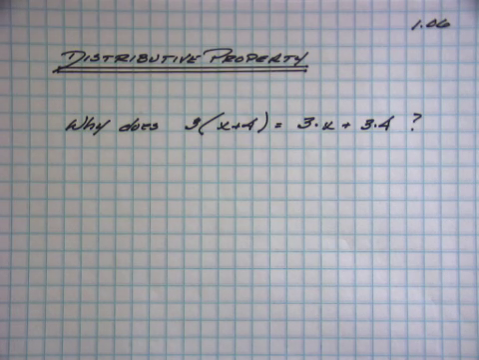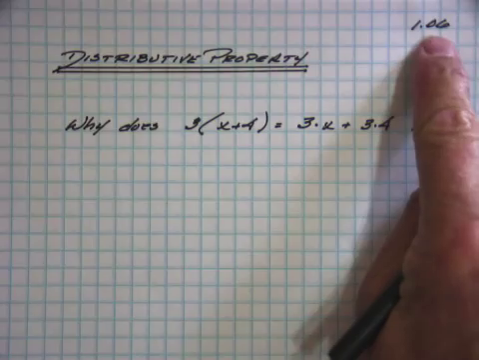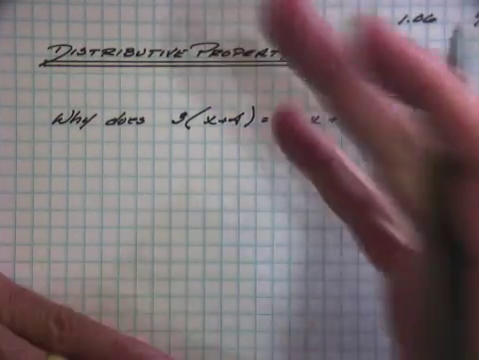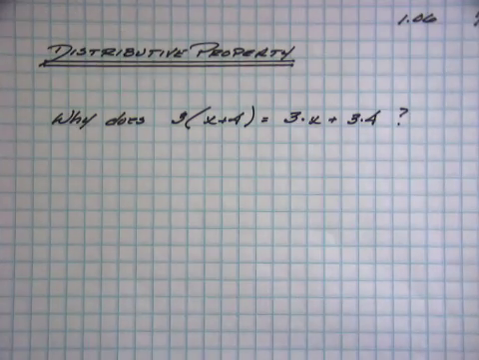All right, guys, let's take a shot at another video. So this is chapter 1, section 6, page 1 of 1. Today we're hitting an old friend of ours, distributive property.